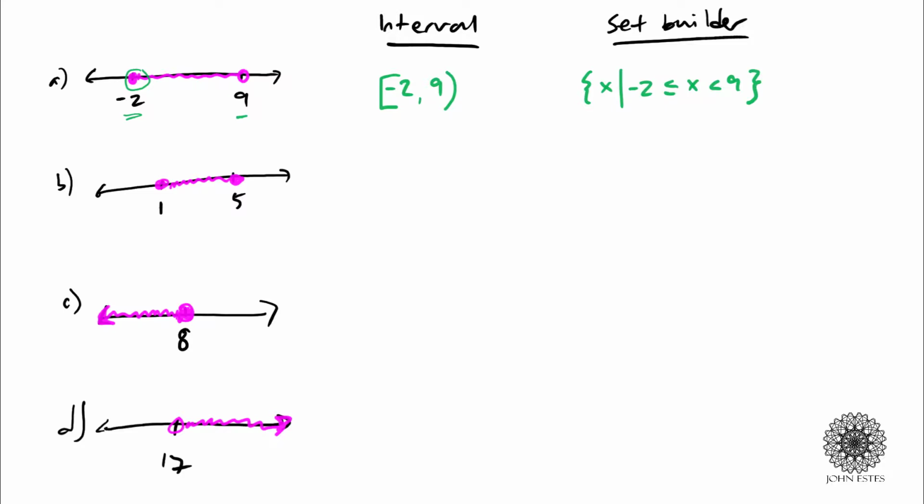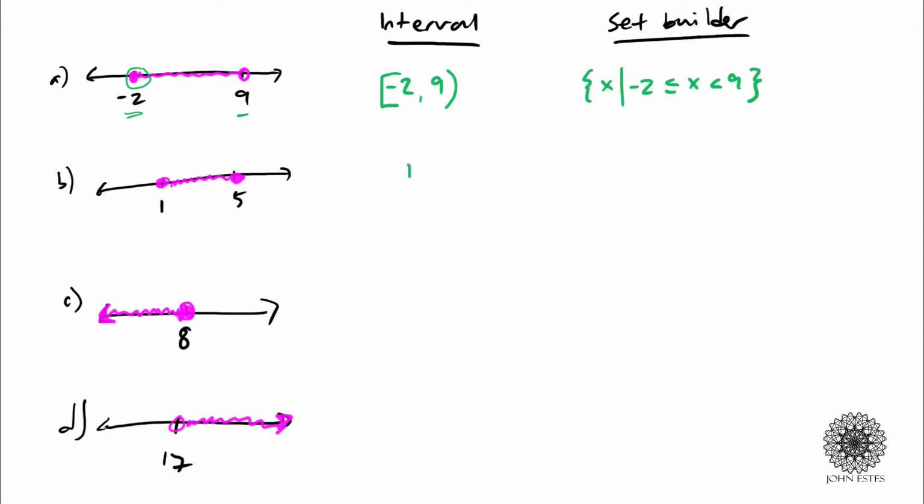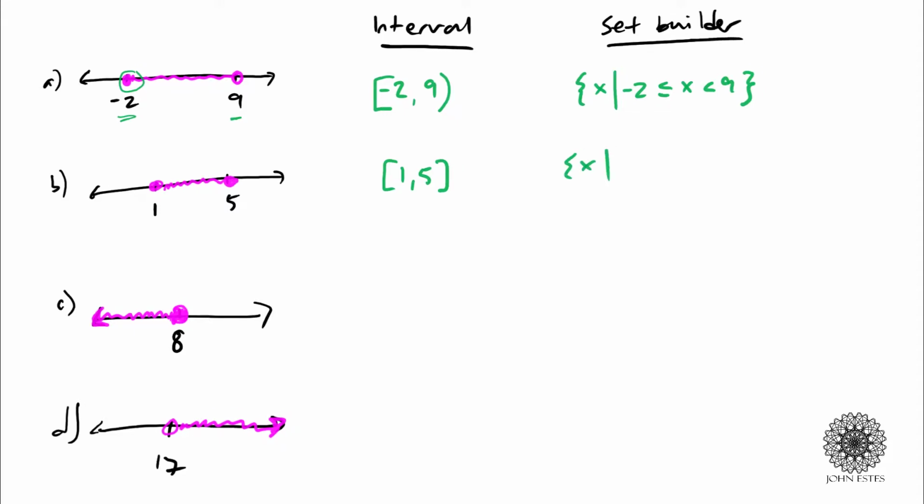Okay, for the second one, notice that I have a 1 and a 5. And this time they are both bracketed, right? Because the 1 and the 5 are included. So in set builder notation, I do my braces. So this looks like all the x's where my x has to be bigger than or equal to 1 and less than or equal to 5, like that.